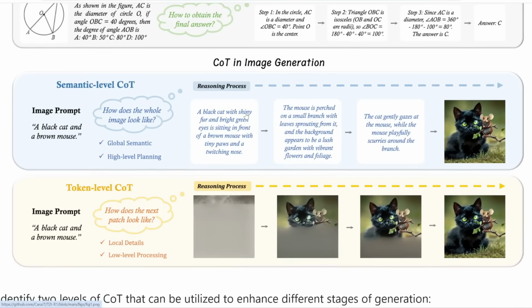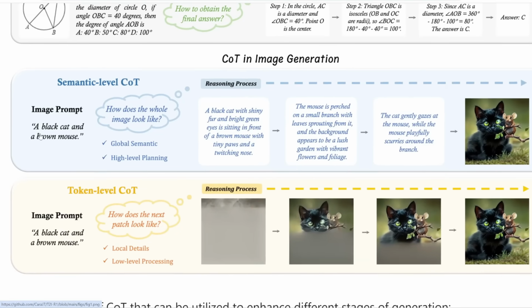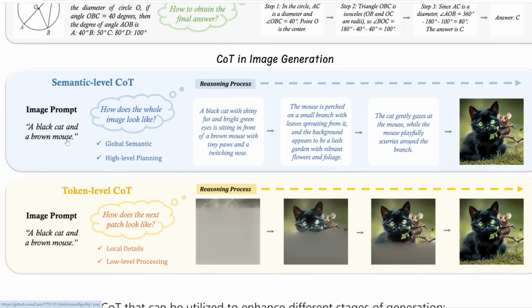Specifically, here's its process. So here's a diagram showing how it works. If you prompt it with a black cat and a brown mouse, first it goes through this semantic level chain of thought reasoning, which takes in your prompt, and before even generating the image, the AI kind of thinks through what the image should look like. What objects should it include, and where should it put them? This is like high-level planning, similar to outlining a drawing before filling in the details. And then after this step, it actually proceeds to generate the image.